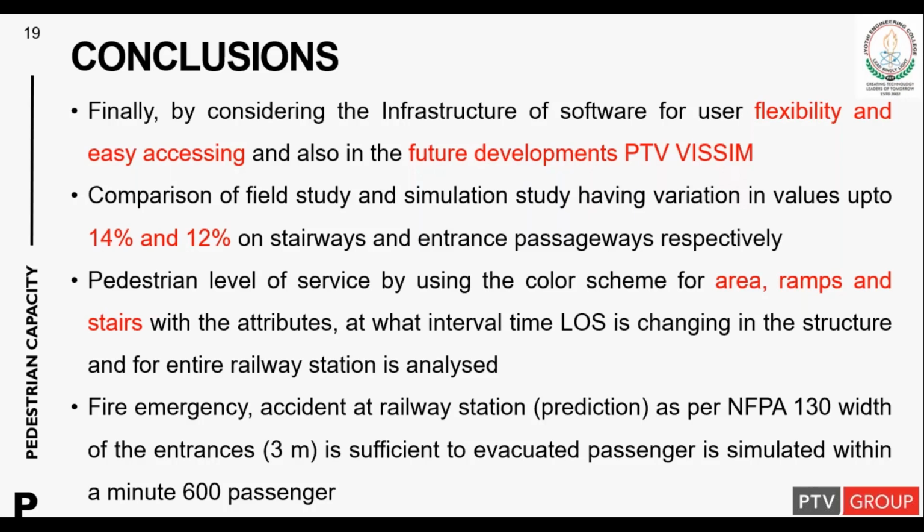If a fire accident happens at the railway station in a fire emergency, it's a prediction only. We can simulate that. After the fire accident, the number of passengers that can evacuate from that structure cannot be imagined. For that, PTV Vissim is more useful for prediction: how the fire accident happens, and how many passengers or pedestrians can evacuate from the structure with that minimum entrance or exit width can be easily simulated.